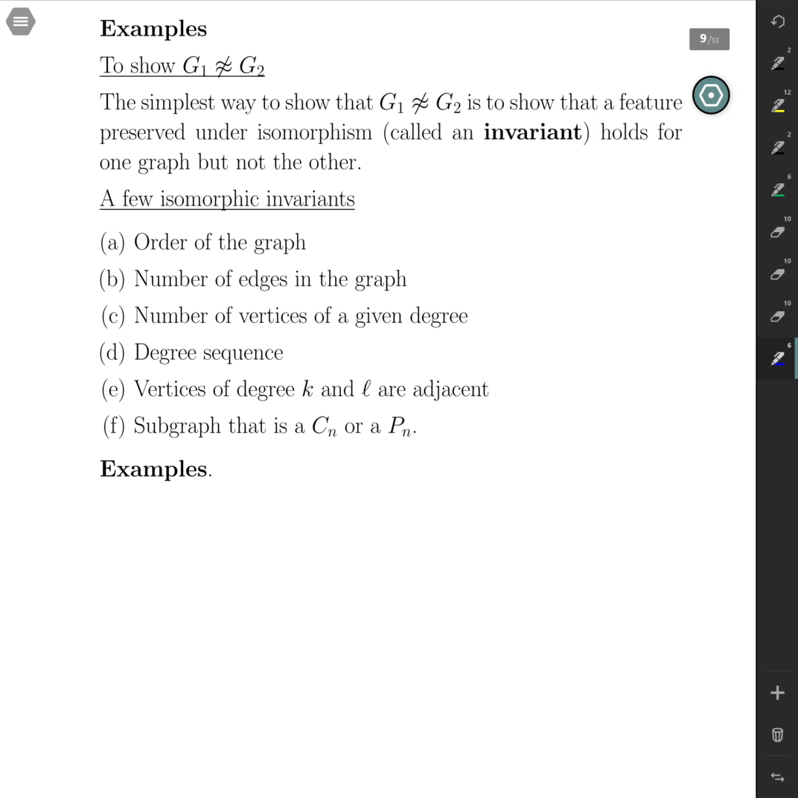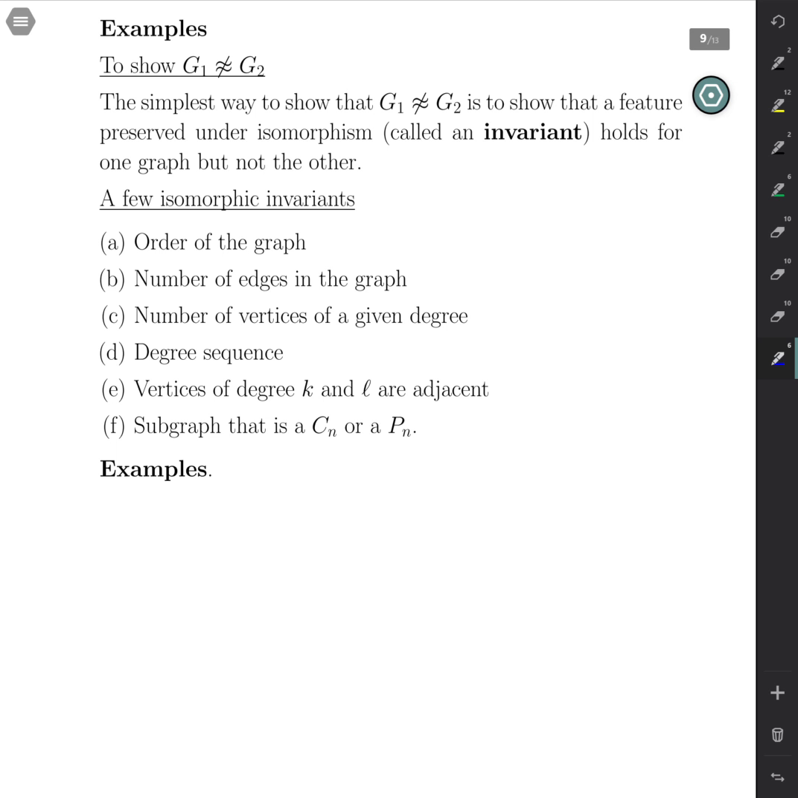Now let's turn to how to show that two graphs are not isomorphic. By the way, it is not enough to show that their adjacency matrices are not equal, because it could be that under a different ordering you do get equality. That would not be convincing to do it that way.